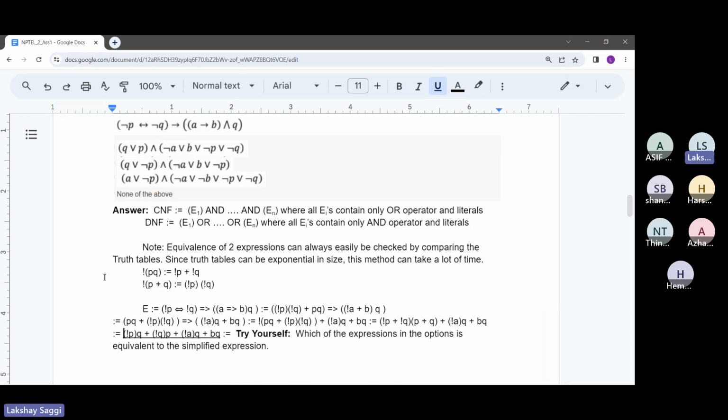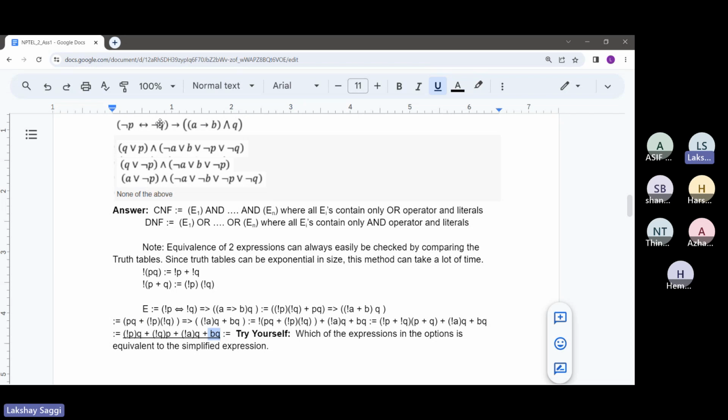If you guys want to check the equivalence between this expression and, let's say, option A, what we can do is see if the truth assignments actually match. So when BQ was true, it means B was true and Q was true. Whenever B was true and Q was true, then E was true. So let's just put B and Q as true in this option A.